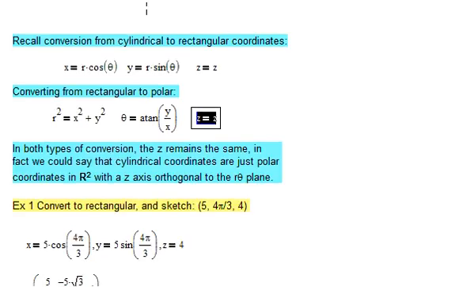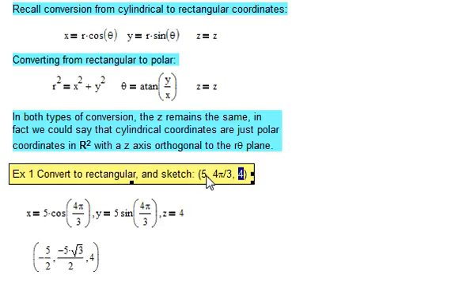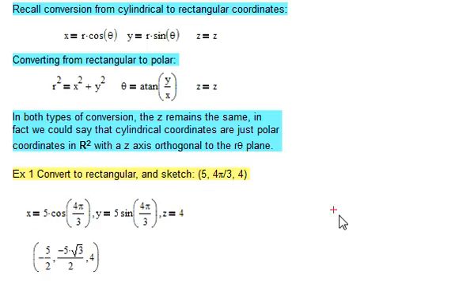So let's do one. Convert to rectangular. The point r is 5, theta is 4 pi over 3, and z is 4. So r is 5, and x would be then 5 cosine of 4 pi over 3. Now you've got to think, cosine of 4 pi over 3. 4 pi over 3 has a reference angle of 60 degrees, and cosine of 60 is half. But 4 pi over 3 is in the third quadrant, and in the third quadrant x is negative, so cosine is negative. So that would be 5 times negative a half, or negative 5 halves, right?